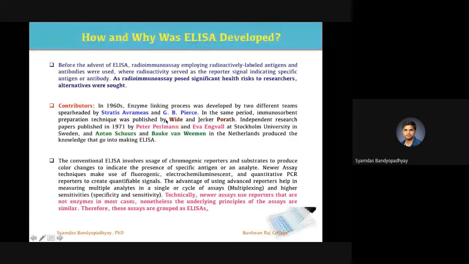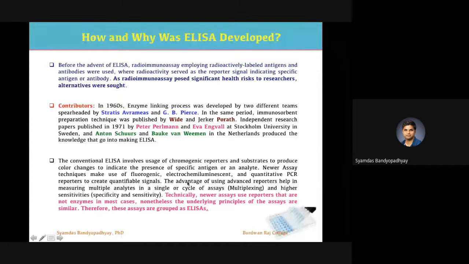And independent research papers were also published in 1971 by Peter Perlman and Ivan Ingvall at Stockholm University in Sweden. And then Anton Scootz and Bocke van Wiemen in the Netherlands produced the knowledge that went into making ELISA. So the bottom line is that there are contributions of lots of scientists who helped develop ELISA as a technique, right? These are the names of some of the scientists who helped in developing the ELISA technique.